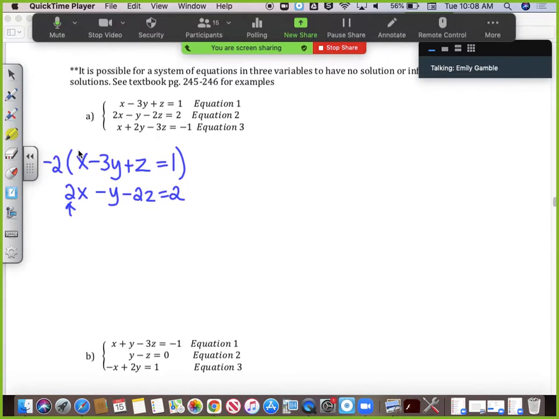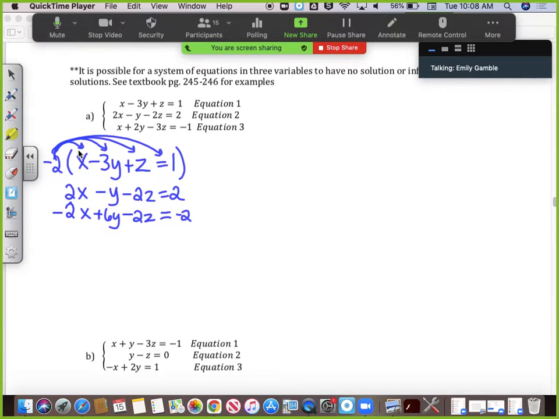That means that I'll multiply all of these terms. So it's four things I'm multiplying by a negative 2. You just have to be very careful. I'm going to rewrite that below this equation here. So I'm going to take that equation, multiply everything by negative 2. Negative 2 times x is negative 2x. Negative 2 times a negative 3y is a positive 6y. Negative 2 times 1z is negative 2z. Equals negative 2 times 1 is negative 2.